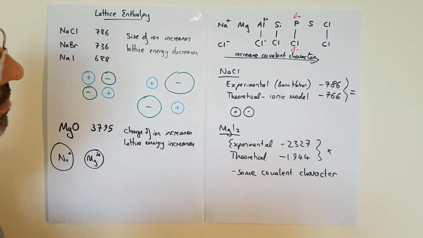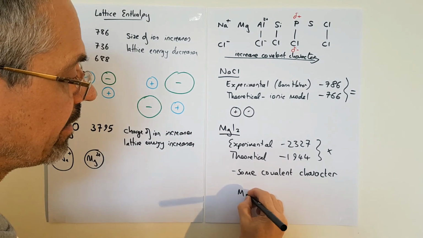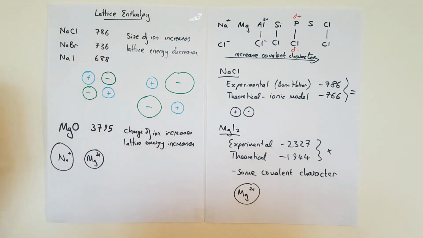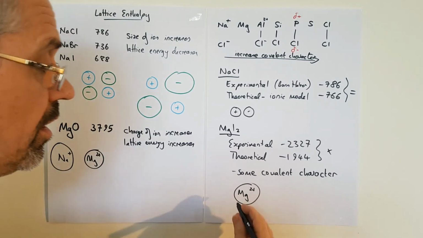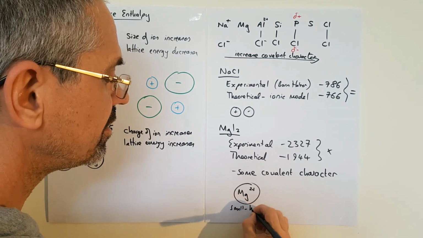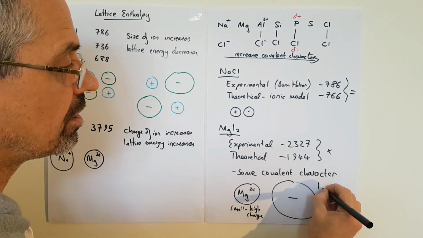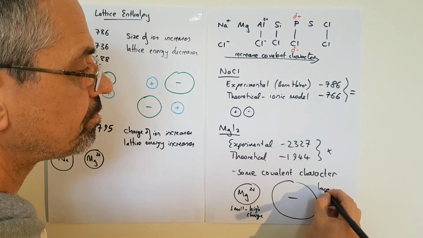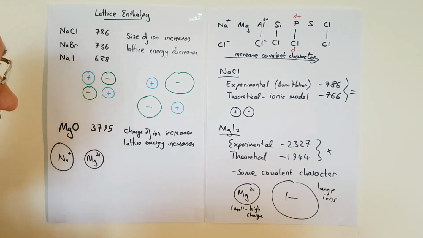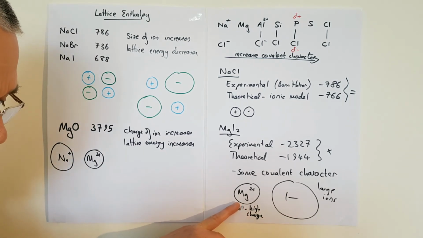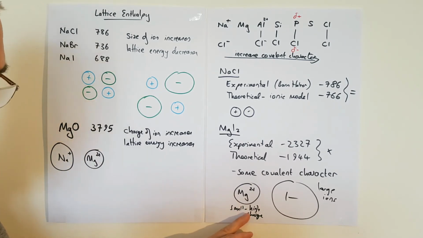Why? Well, because it doesn't have perfectly spherical ions. And the reason for that is that magnesium ions are small, highly charged ions. Small, high charge ions. Iodide ions are large. And what that means is that the magnesium ions are very polarizing. They have strong attractive forces on neighbouring ions.